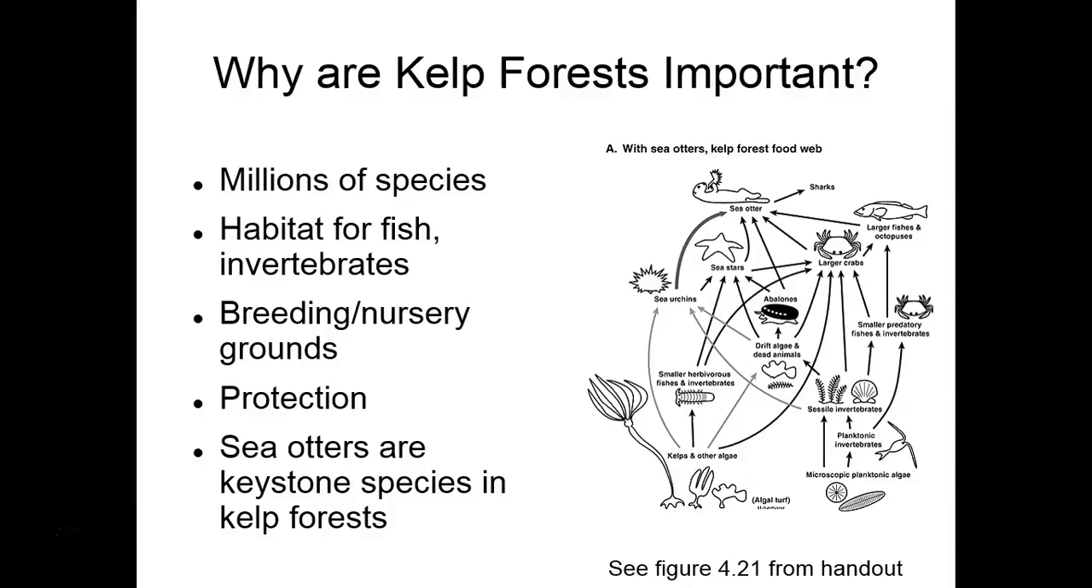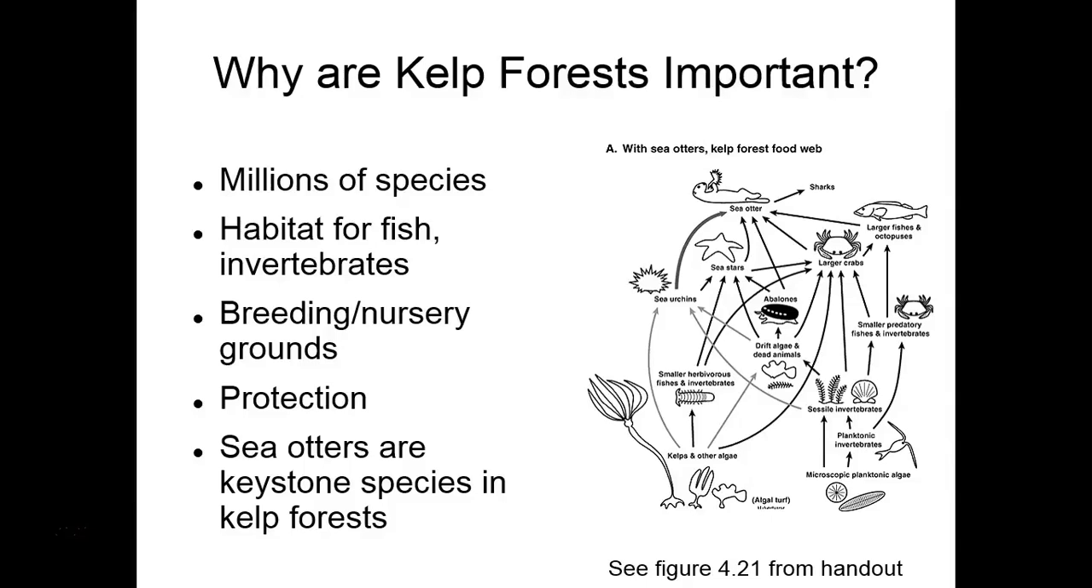So the sea otters are referred to as being a keystone species. The term keystone basically comes from the archway. The keystone is the centerpiece of that archway. If that piece gets taken out, then the whole arch falls. So that's basically what a keystone species is.